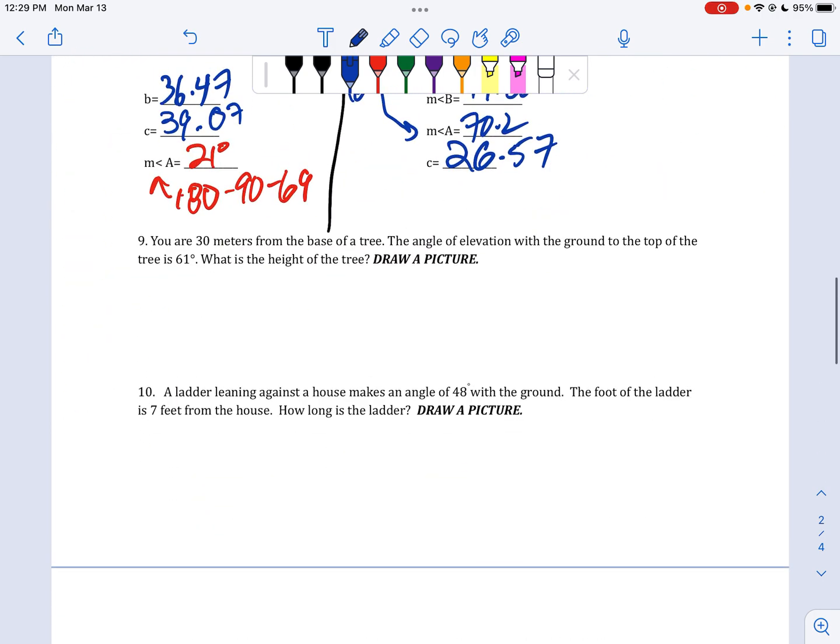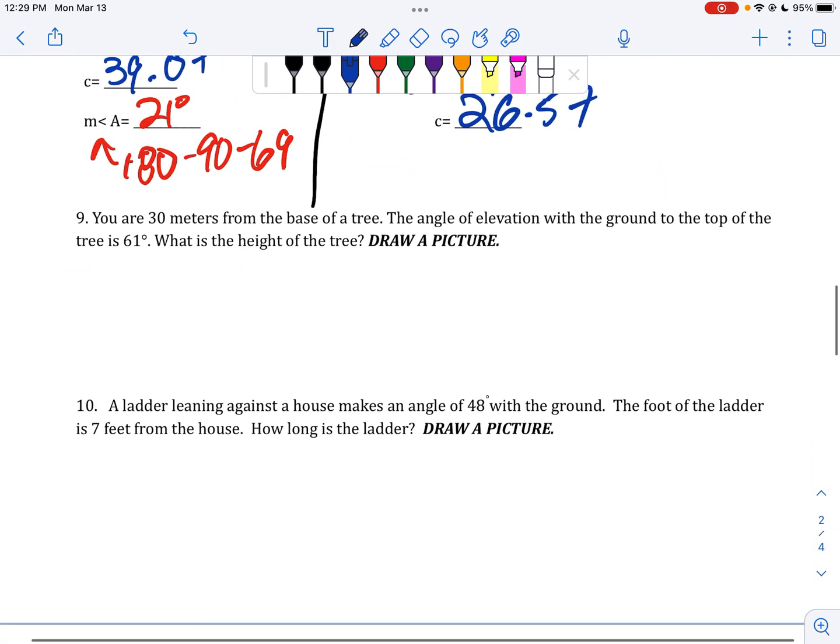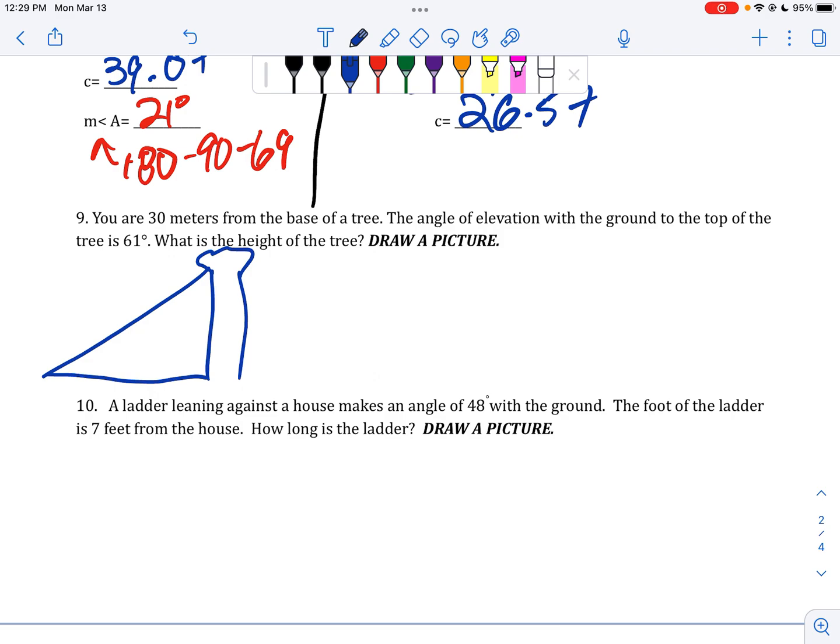Okay. We got 2 word problems here. You are 30 meters from the base of a tree. The angle of elevation from the ground to the top of the tree is 61 degrees. Find the height of the tree. So here's the tree. It says the angle of elevation is 61 degrees. Here you are standing. You are 30 meters from the base. I want to find the x.